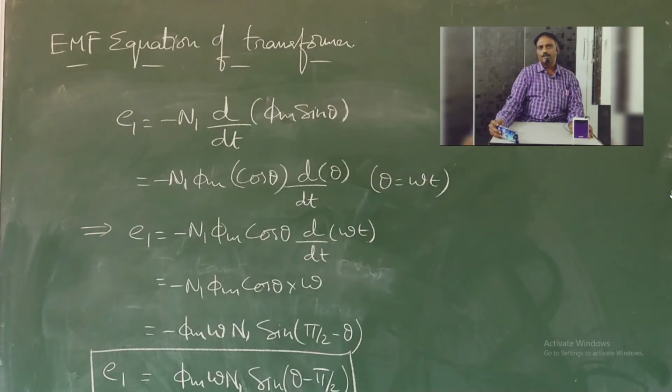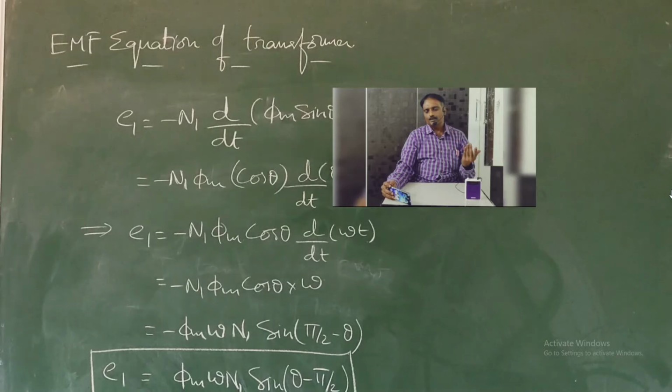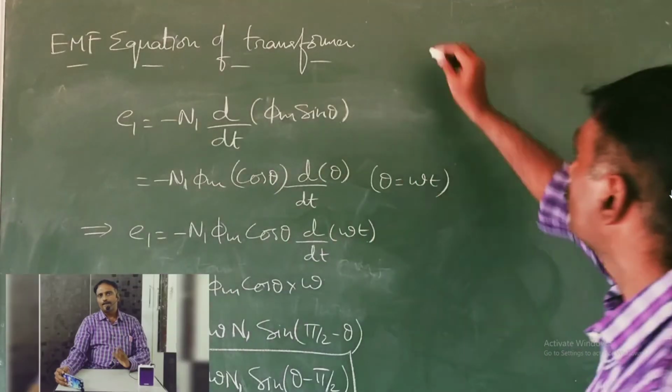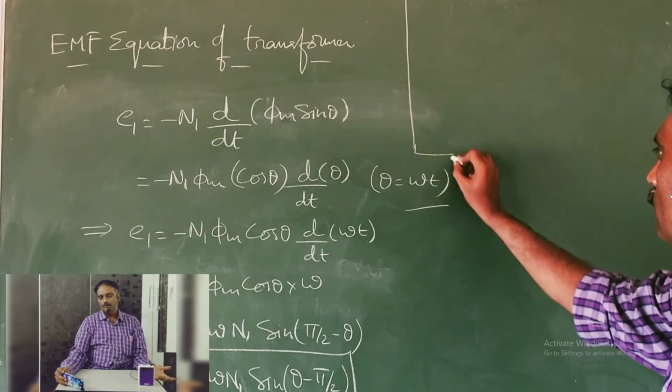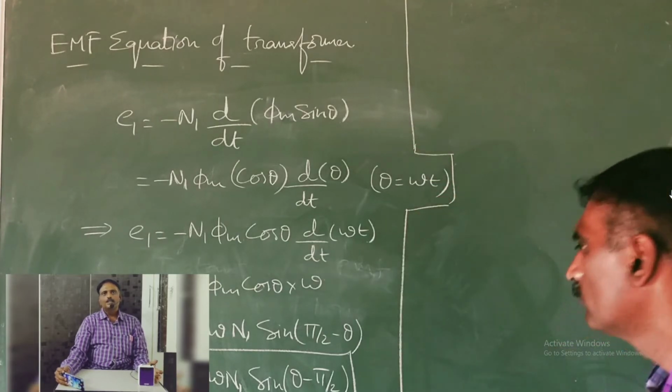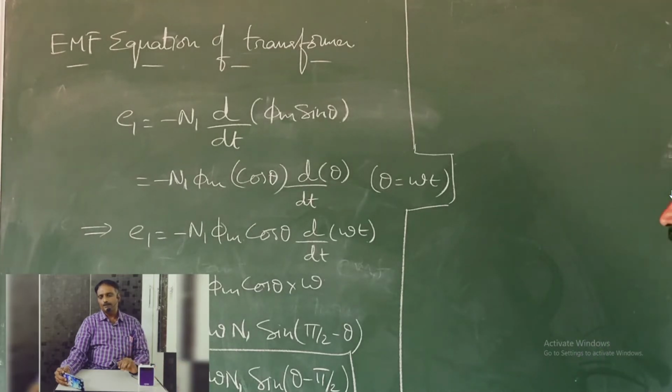We have considered the equation for flux as phi m sin theta, but we have got the EMF induced E1 as something multiplied by sine of theta minus pi by 2. So by observation we can say that this EMF is going to lag behind the reference by 90 degrees because we have got a theta minus pi by 2.